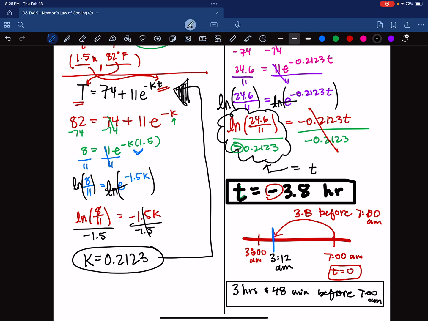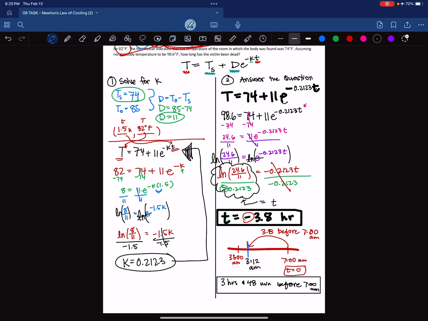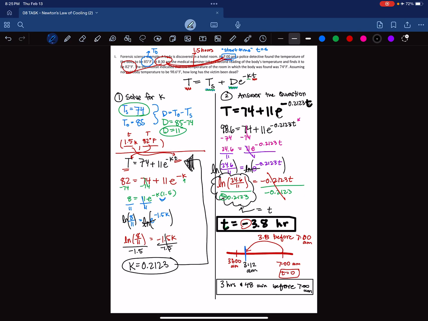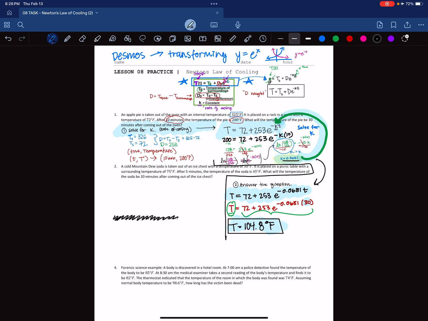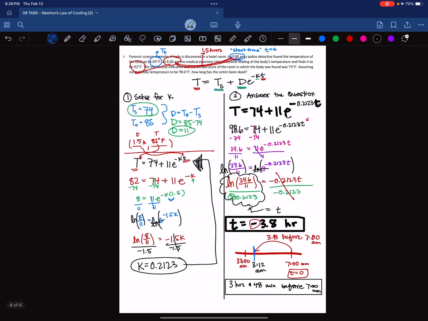All right. So we did a couple of examples, this forensic science example of Newton's law of cooling, and then previously we did an apple pie. Very different situations.